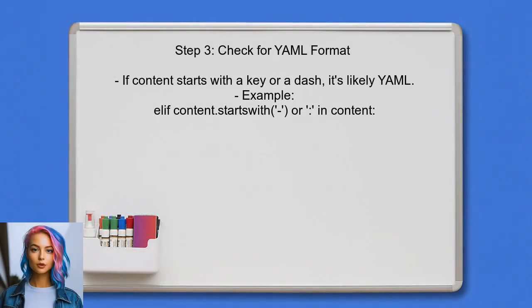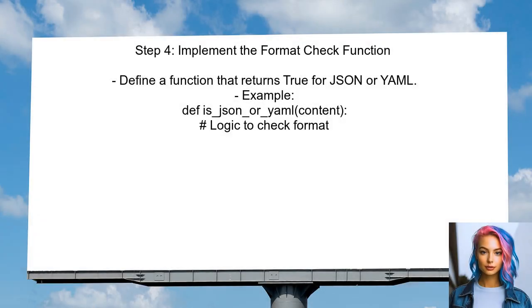If the content does not indicate JSON, the user can then check for YAML format. YAML files often start with a key or a dash, which can be used to identify them. Finally, the user can implement a function that returns a Boolean value indicating whether the file is in JSON or YAML format. This will streamline the process.